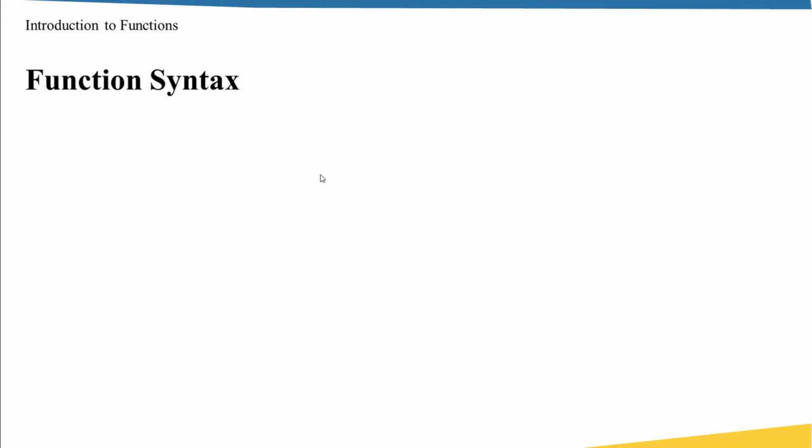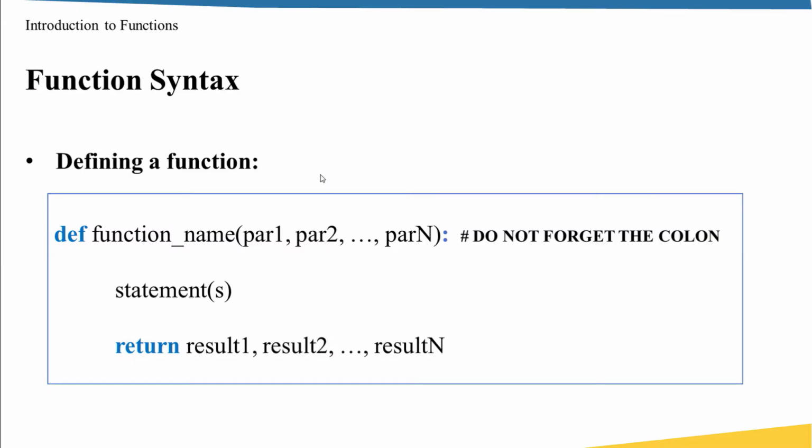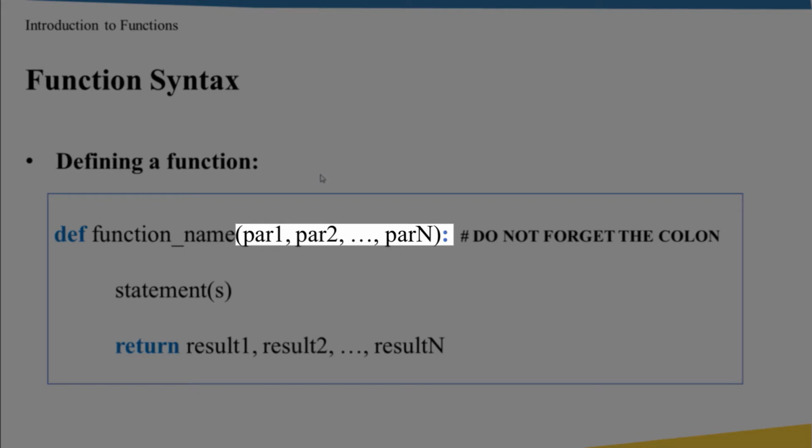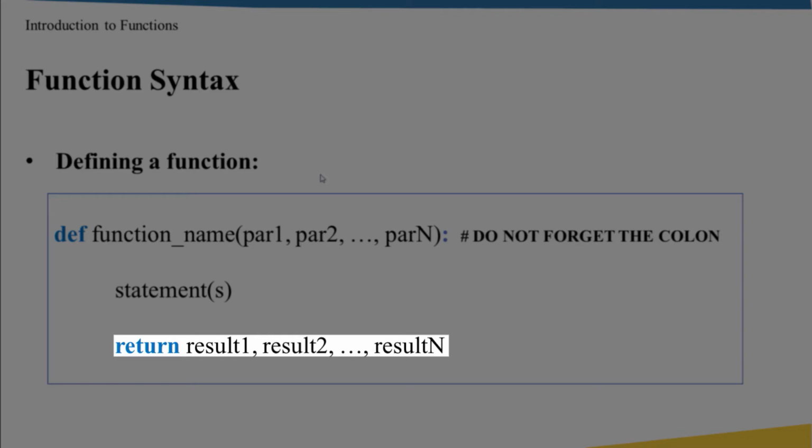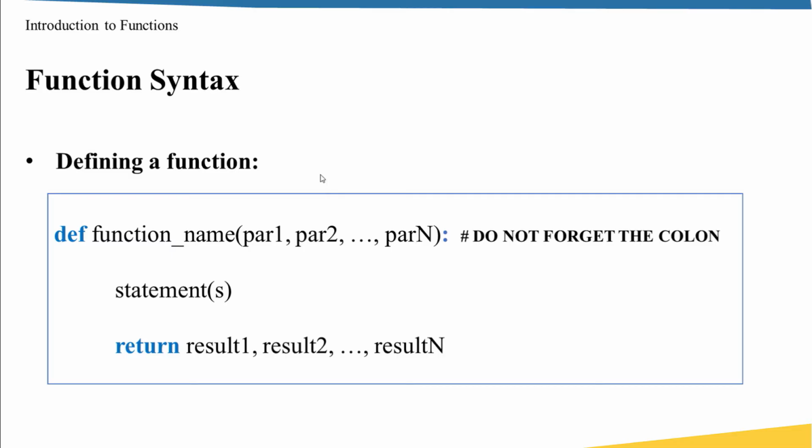In order to define a function, you have to use the keyword def, then you have to give your function a name, you will open a parenthesis, you will give the parameters that your function needs, and then you will put a colon. After that, you will write a statement or multiple statements, and finally, the function will end with a return statement, which will return one result or multiple result values. You can see here that I put a colon here, and please do not forget this colon, otherwise you will get a syntax error. Also here we have some indentation at the beginning, and this indentation will make the interpreter understand that this block of code belongs to this function.